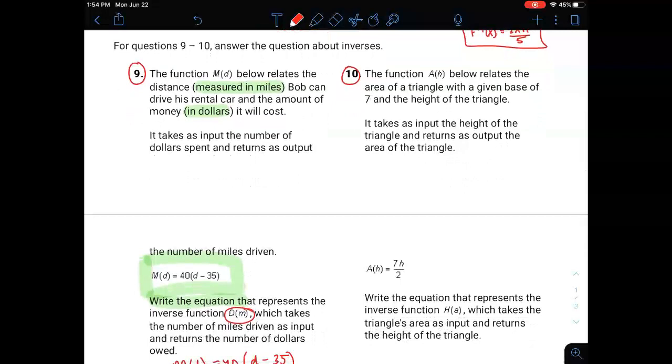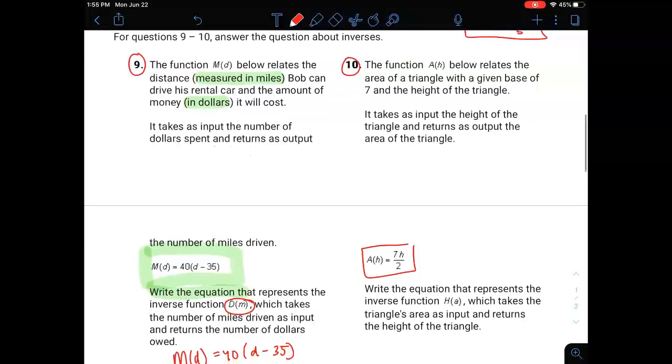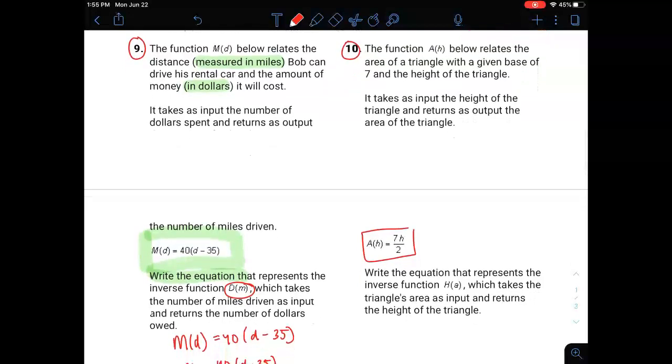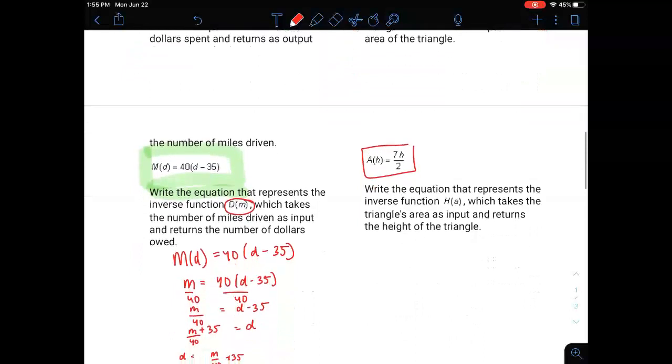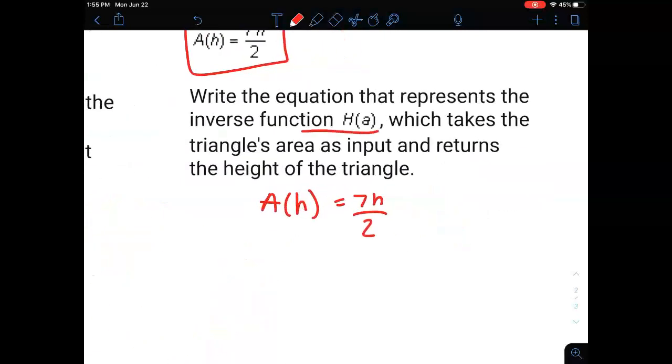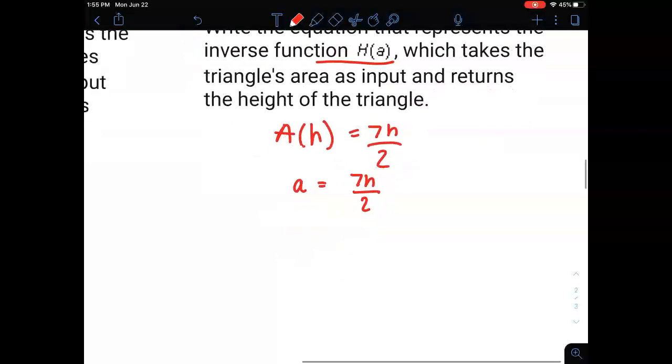Okay, scrolling back up here for number 10. For number 10, the function A of h, which is given right there, relates the area of a triangle with its given base. All right. So we're trying to then write the equation that represents the inverse function capital H of a. Right, so we have A of h is equal to 7h over 2, and we're trying to solve for the inverse function H of a. Right, so first thing is we got to replace A of h with lowercase a, equals 7h over 2. All right, so now we need to solve to get h by itself so we can have that inverse function.